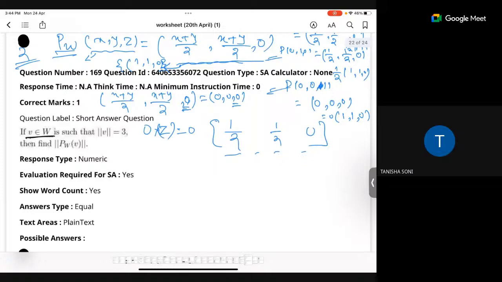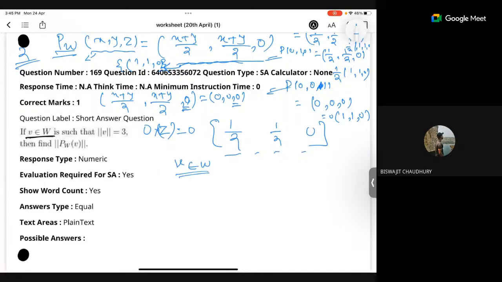So is the answer 3? Okay, I'm moving to the solution part. Here it is given that B is an element from W, right? And it is being asked what is the length of projection of B on W, right? And the length of B is given, that is 3.